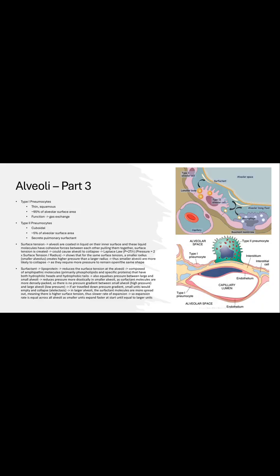Laplace's law, you don't need to know this. This is sort of just extra knowledge, and it really helped me to understand what surface tension was and the purpose of surfactant. It tells us that pressure equals 2 times surface tension divided by radius. And so this shows that for the same surface tension, a smaller alveolus creates a higher pressure than if it had a larger radius. That means that smaller alveoli are more likely to collapse as they require more pressure to remain open or the same shape.